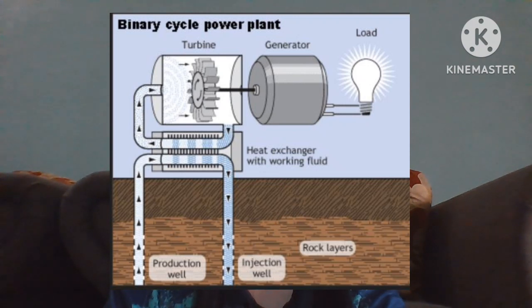Currently, two types of geothermal resources can be used in binary cycle power plants to generate electricity, which are the enhanced geothermal systems and low temperature or co-produced resources.